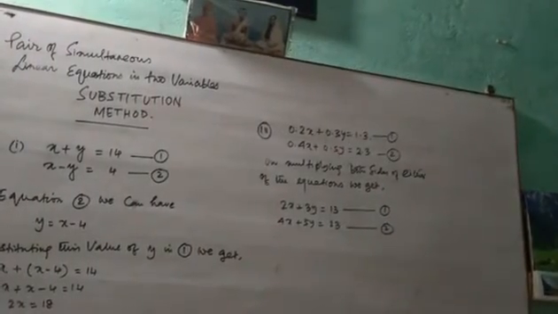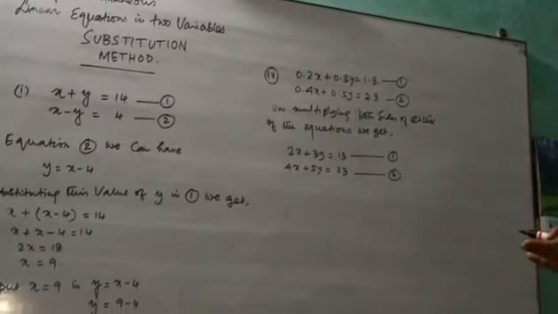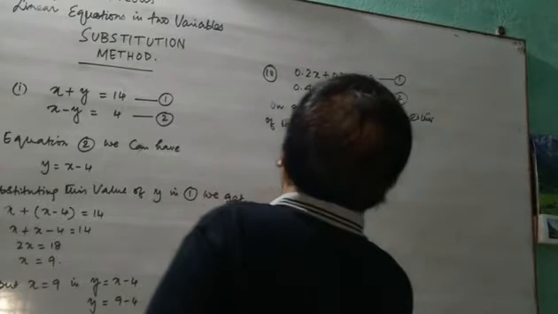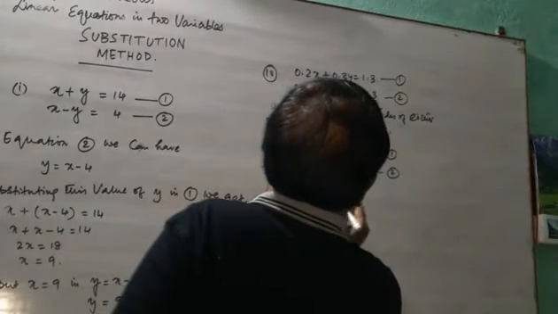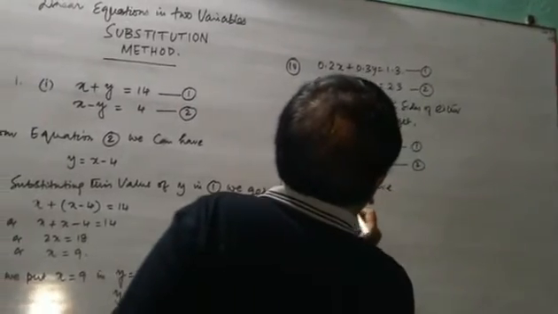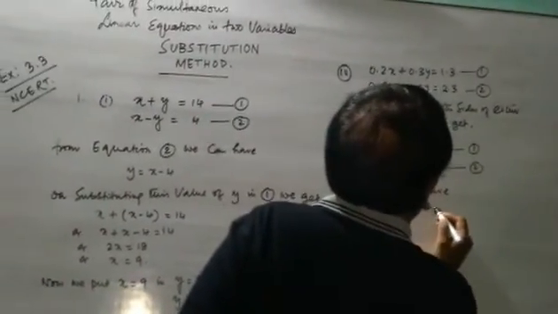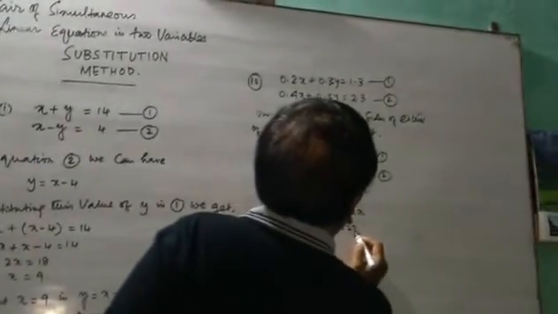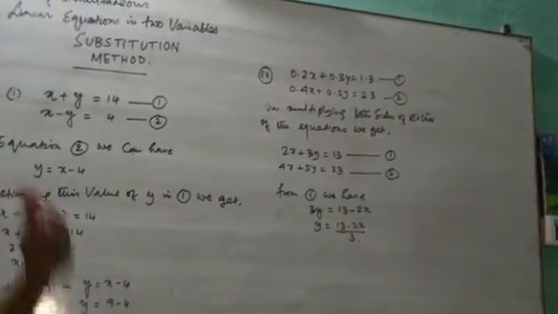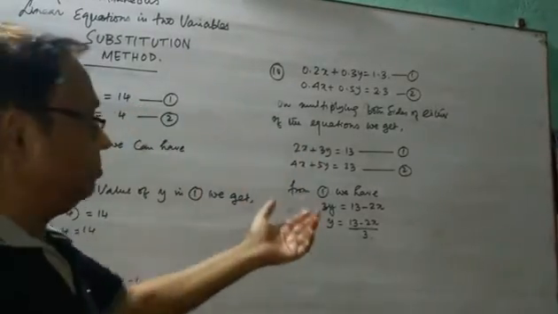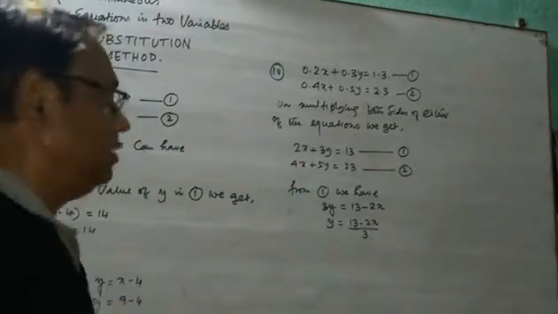Now again the same thing we will do. We will express y in terms of x from any equation. From 1, we have 3y is equal to 13 minus 2x, y is equal to 13 minus 2x by 3. So what we have done? We have taken equation number 1, and we have expressed it as y in terms of x.